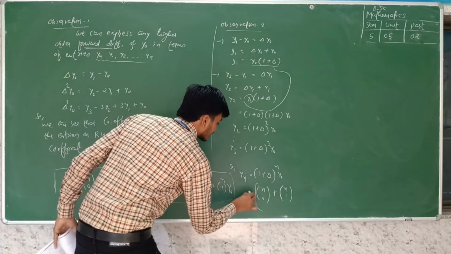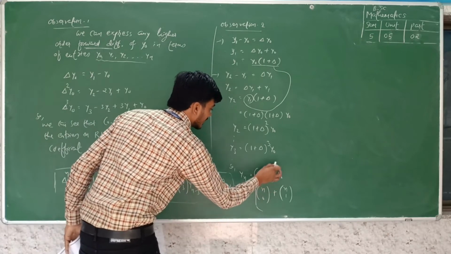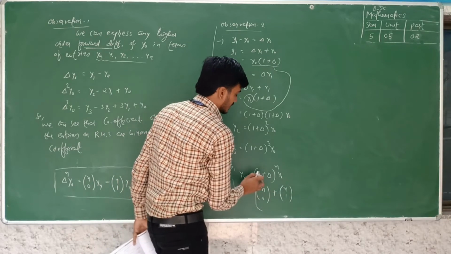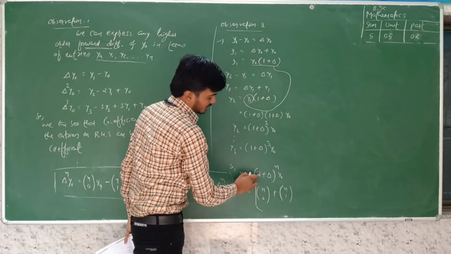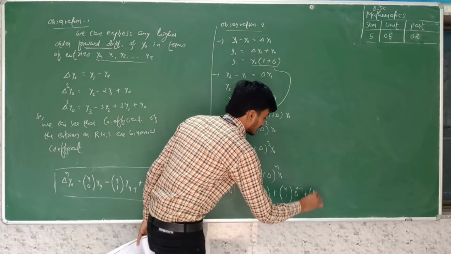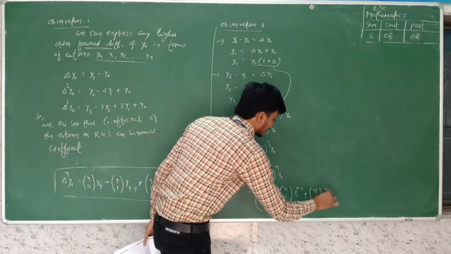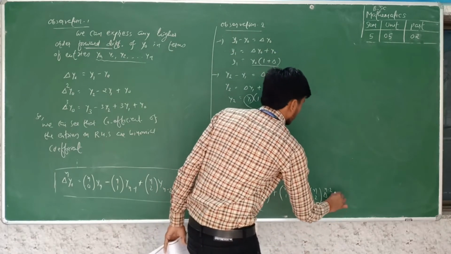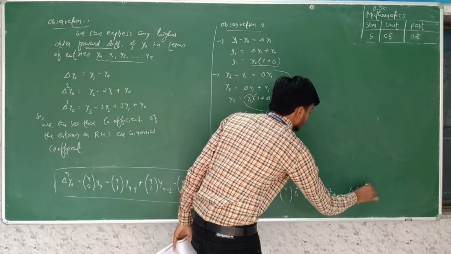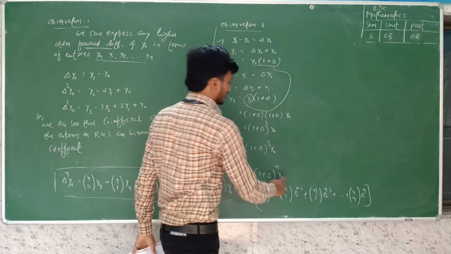We can express this binomial theorem, (1 plus delta) raised to power n, as nC0 plus nC1. Here 1 raised to any power is 1. So delta raised to n minus 1 plus nC2 delta raised to n minus 2, up to nCn delta raised to n. Forward difference is delta raised to power n y0.